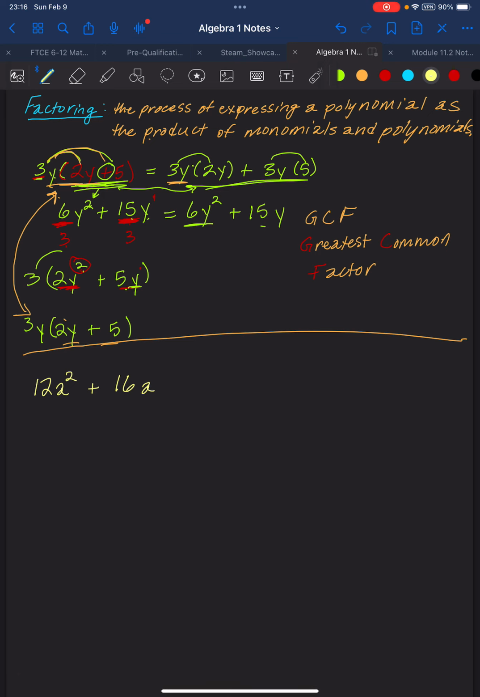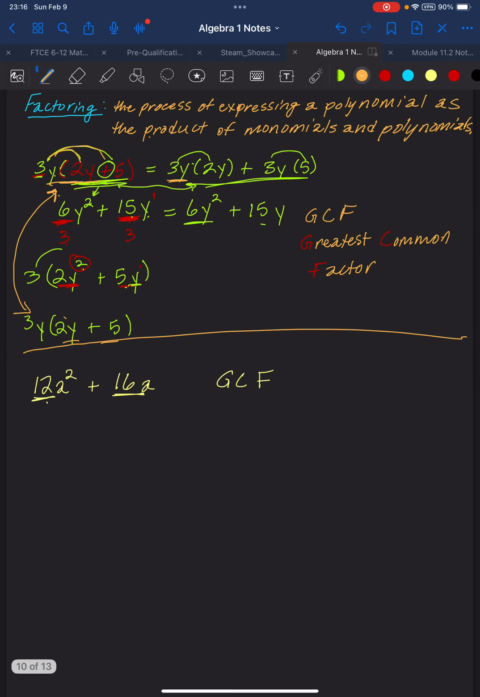So we have 12a squared plus 16a. Now remember, we want to factor out the greatest common factor. In other words, we want to find the largest factor that we can divide both 12 and 16 by. Now, just for review, if some of us don't know our multiplication that well, let's list the factors of 12. Well, we know 1 times 12 will give us 12.